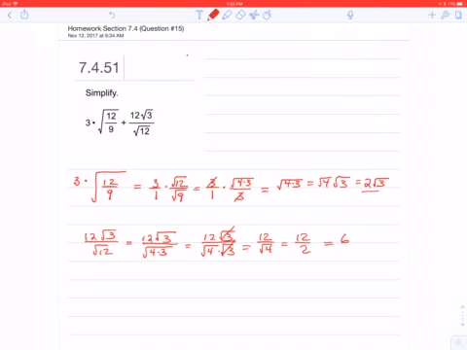So I will add the simplified versions of each radical expression. So I'm left with 2 square root of 3 plus 6.